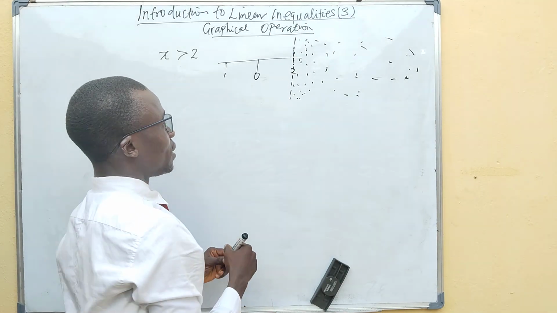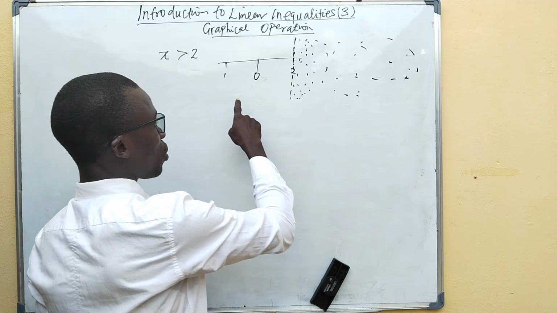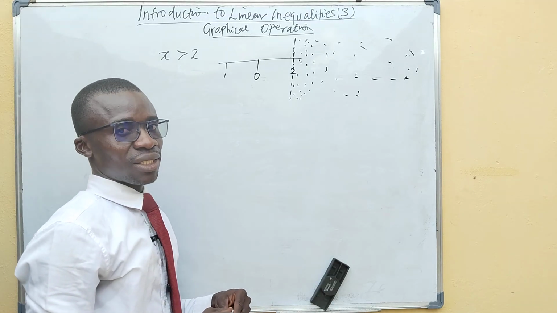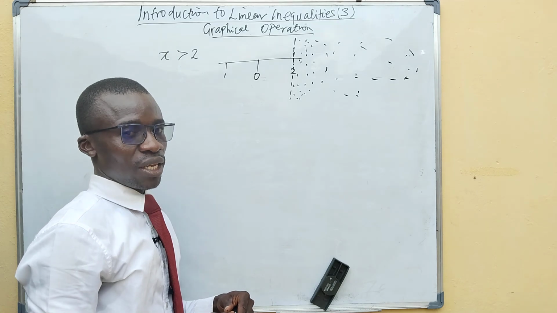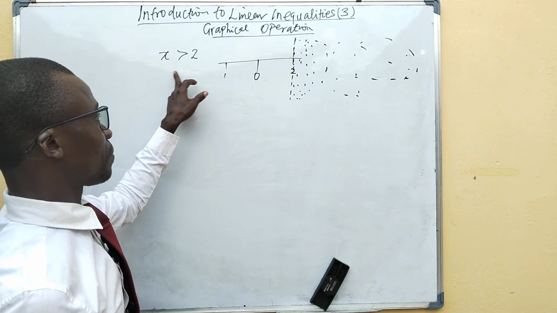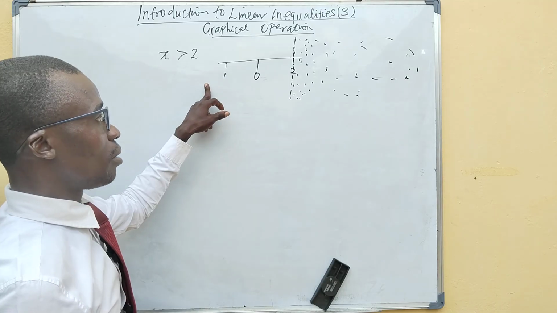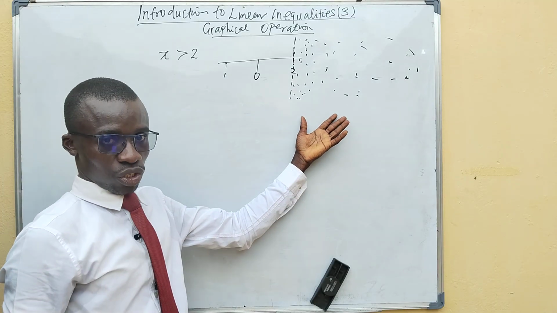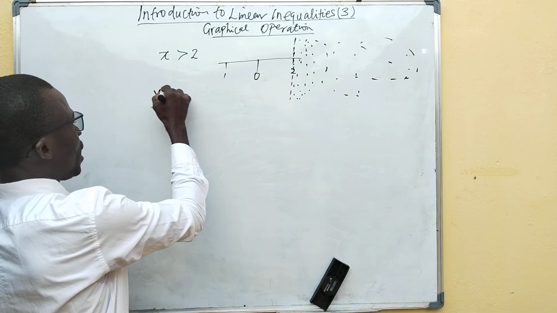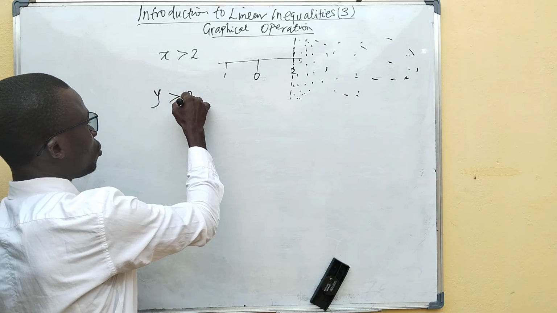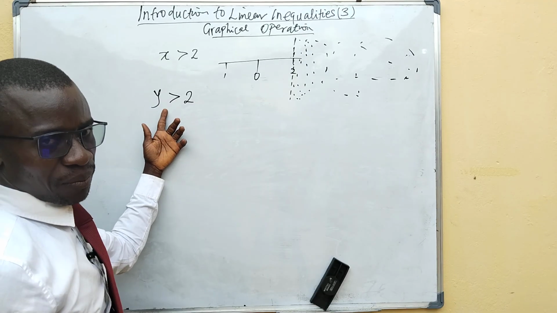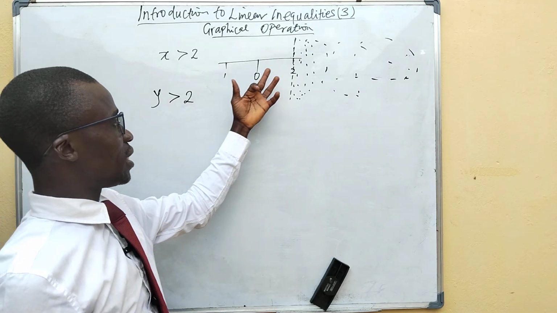Now, what we've done is in a number line. It is actually correct because we are using x, but let this serve as an introduction. But what if it is y? Y is greater than 2. If we're actually talking about a graph, do we need to represent it this way?